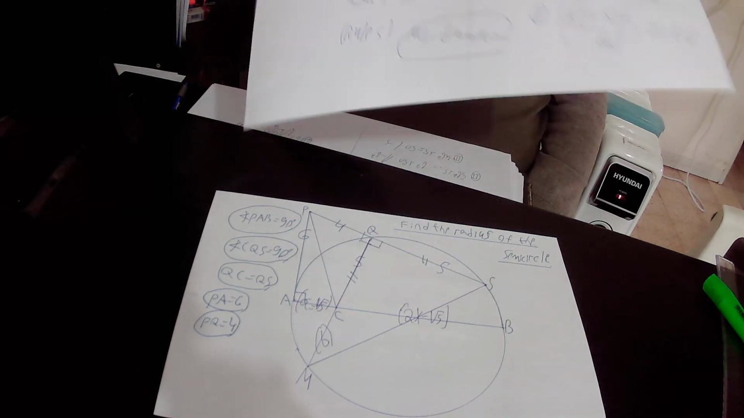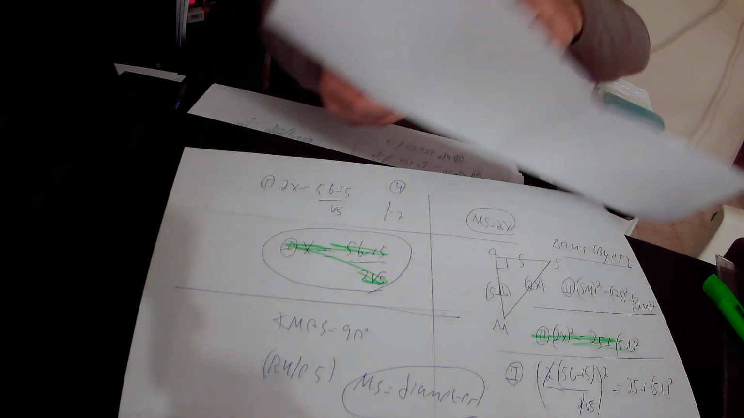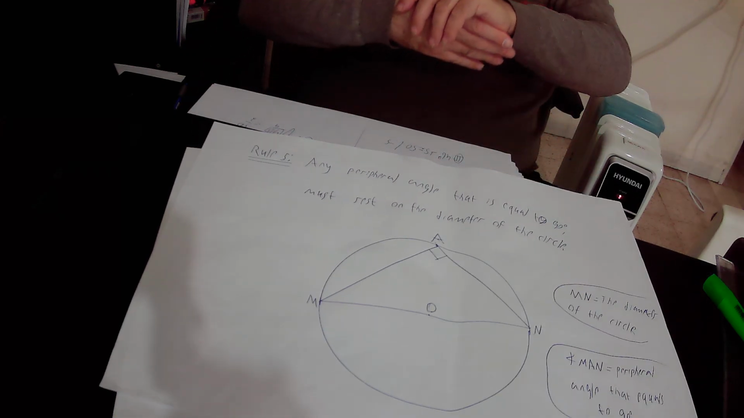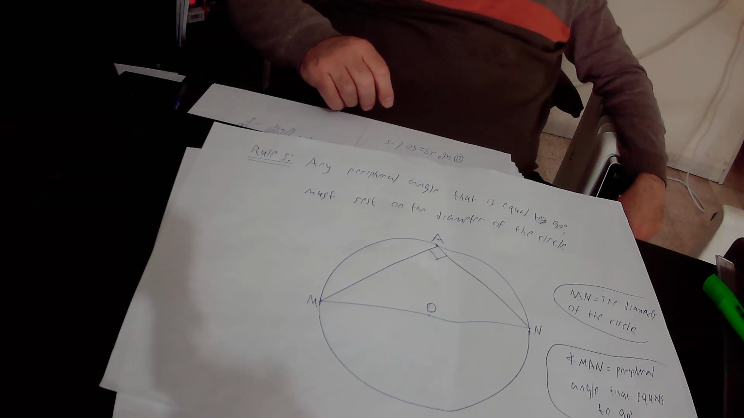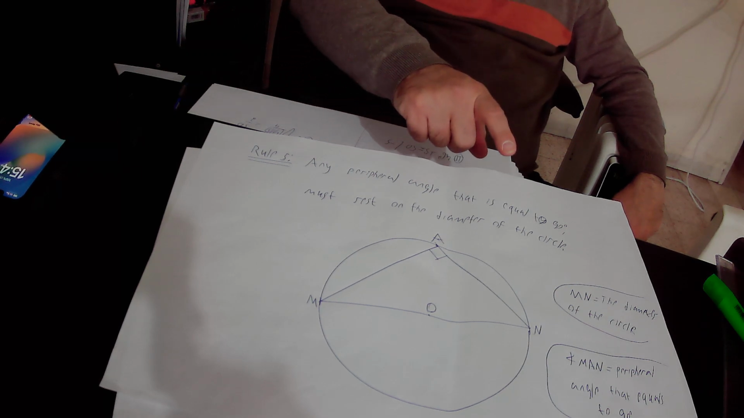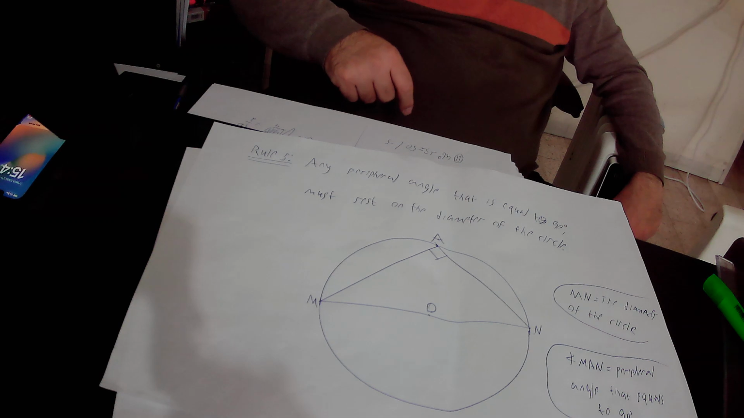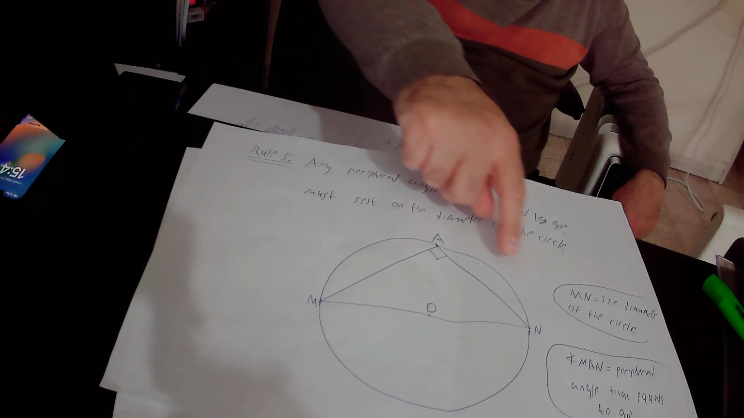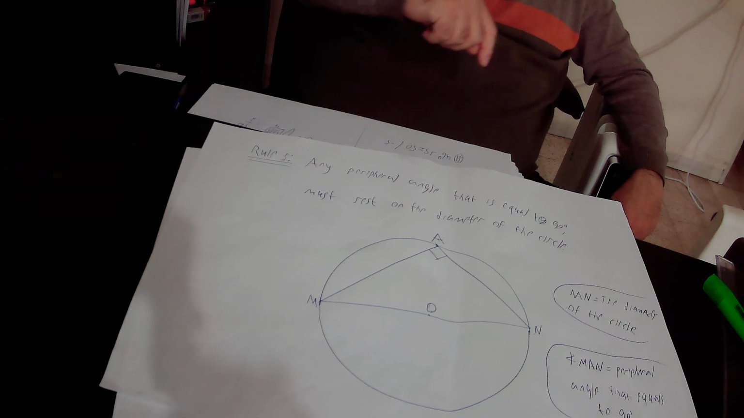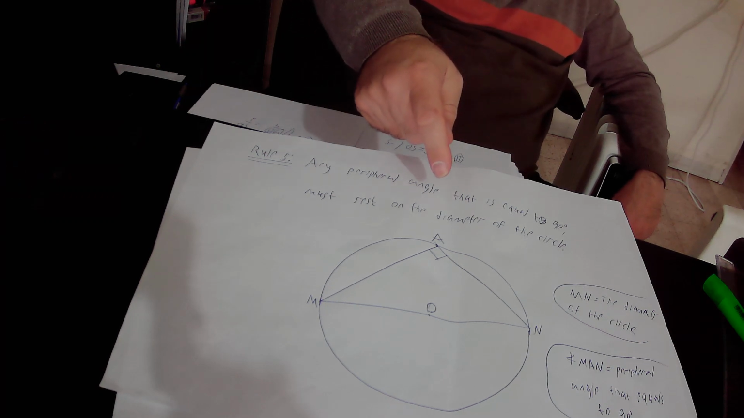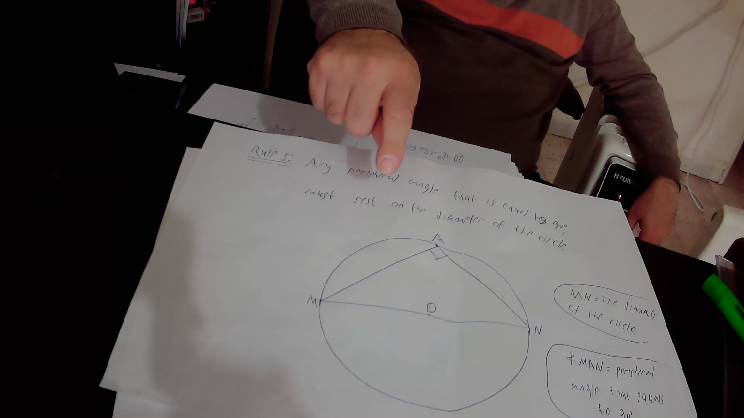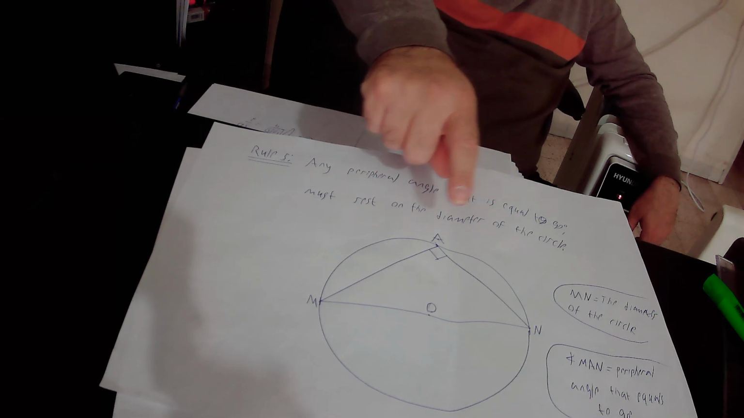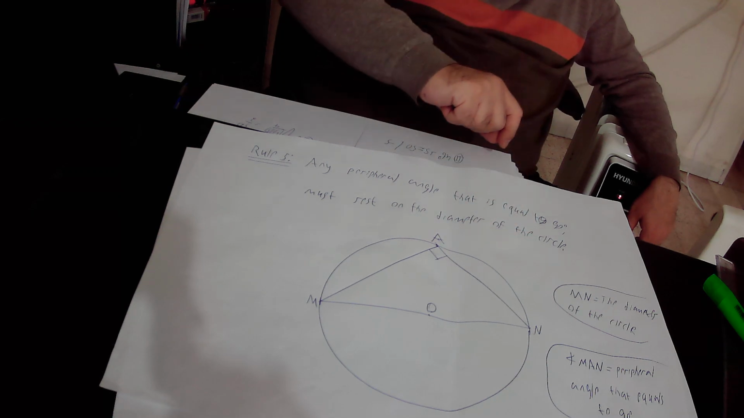Here we have rule number 5, which relates to a peripheral angle that is equal to 90 degrees. According to rule number 5, any peripheral angle that is equal to 90 degrees must rest on the diameter of the circle. Here, peripheral angle MAN equals 90 degrees, therefore it must rest on the diameter of the circle. So this peripheral angle MAN rests on MN, therefore MN must be the diameter of the circle.